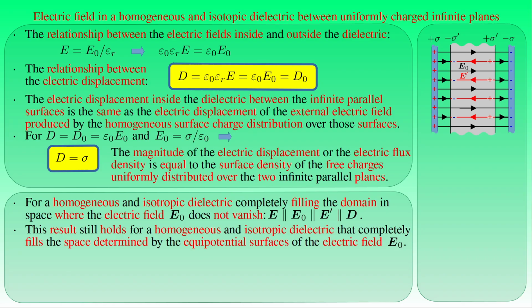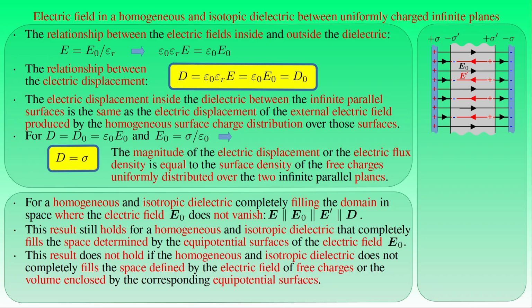In fact, we already obtained these results for charged parallel plate capacitors with a dielectric between their plates, where we assume that the electric field is approximately uniform between the plates if the distance between the plates is much smaller than their dimensions. These results, however, do not hold in the case when the homogeneous and isotropic dielectric does not completely fill the space defined by the electric field of free charges, or the volume enclosed by the corresponding equipotential surfaces. Then the vectors D and epsilon naught times E0 are not coincident, and the field strength E inside the dielectric is therefore not equal to the field strength E0 produced by the free charges divided by epsilon naught.